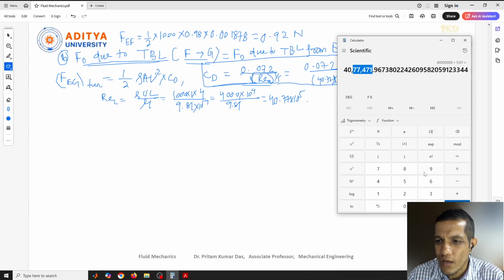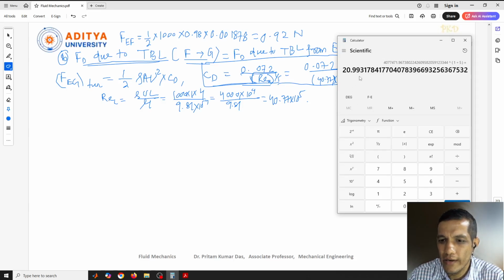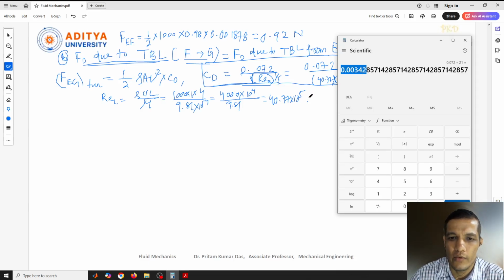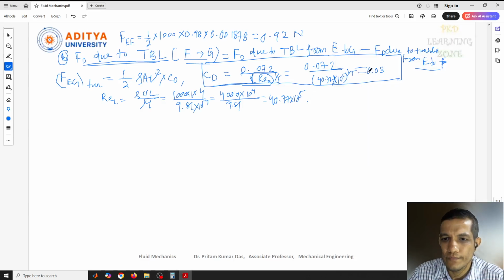Now this one, what I have done, 1 divided by 5 bracket close. Yeah, 20.99, that is 21, correct only. Then 0.072 divided by 21. Yeah, okay, here we got 0.00342. Yeah, correct one. So here this is 0.00343. See, single mistakes can be done, full problem wrong.